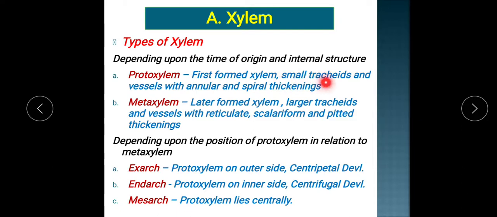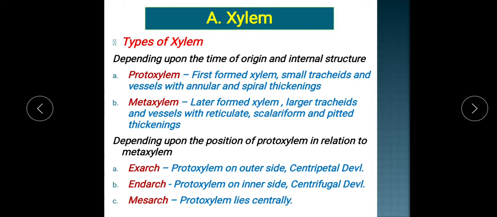They consist of small tracheids and vessel elements with annular and spiral types of thickenings, while the metaxylem is later formed. That means these are the xylem elements which are formed later. During the growth, they are produced laterally, and larger tracheids and vessels with reticulate, scalariform and pitted thickenings are present in metaxylem. So the only major difference is that protoxylem is the firstly formed xylem containing smaller tracheids and vessel elements, while the metaxylem is a later formed xylem which consists of larger tracheids and vessel elements.